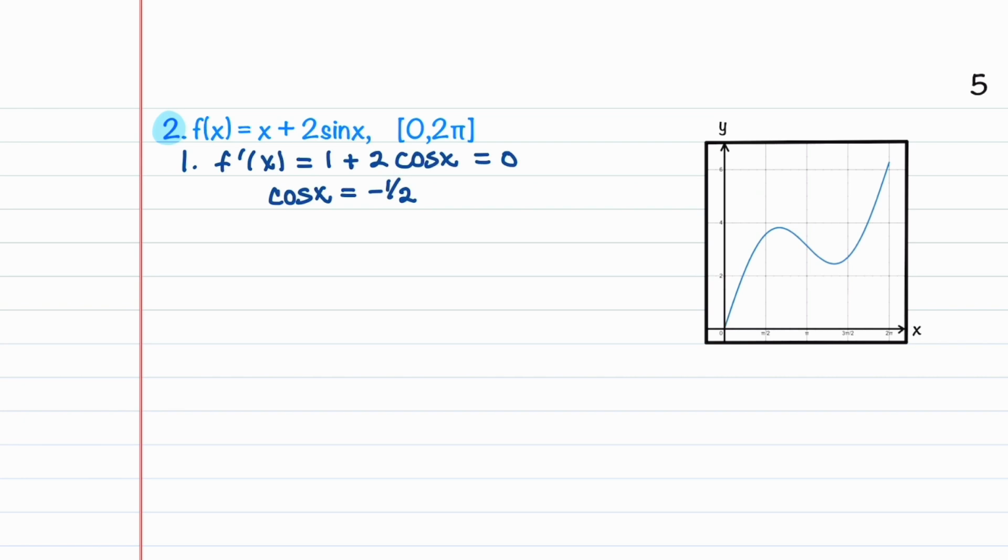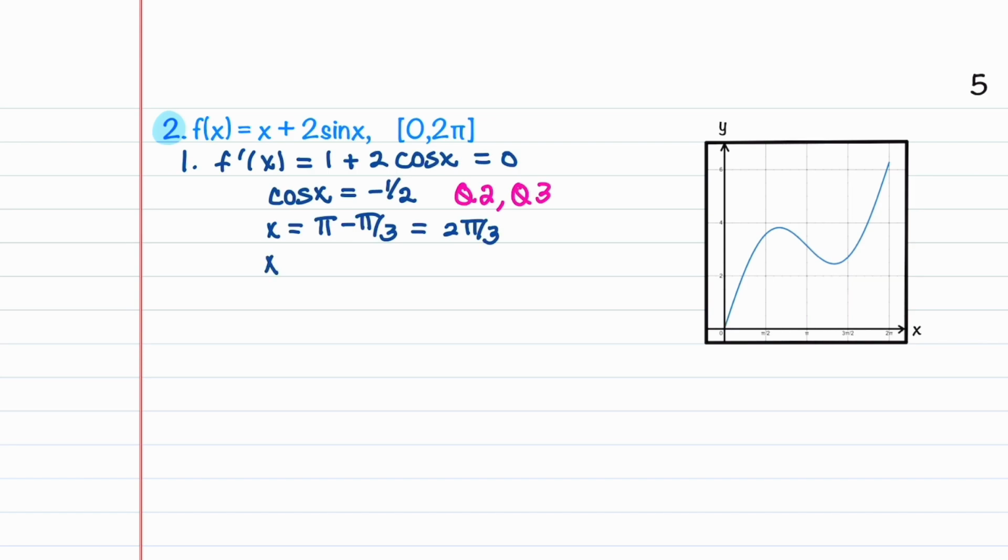Cosine is negative in quadrants 2 and 3, so let's just say quadrant 2 and quadrant 3. And then let's think about the reference angle. Cosine is equal to 1/2 when x is pi over 3. So in quadrant 2, x is going to be pi minus pi over 3. I have a whole video on reference angles if you need to review that. And this gives us 2 pi over 3.